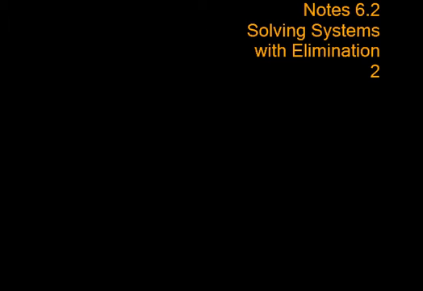Solving systems with elimination, part 2. This is the kind of equations where it's not always obvious what's going to cancel out, or more likely it looks like something really wants to cancel out, but it's not quite set up that way. So we're going to do 2 problems.